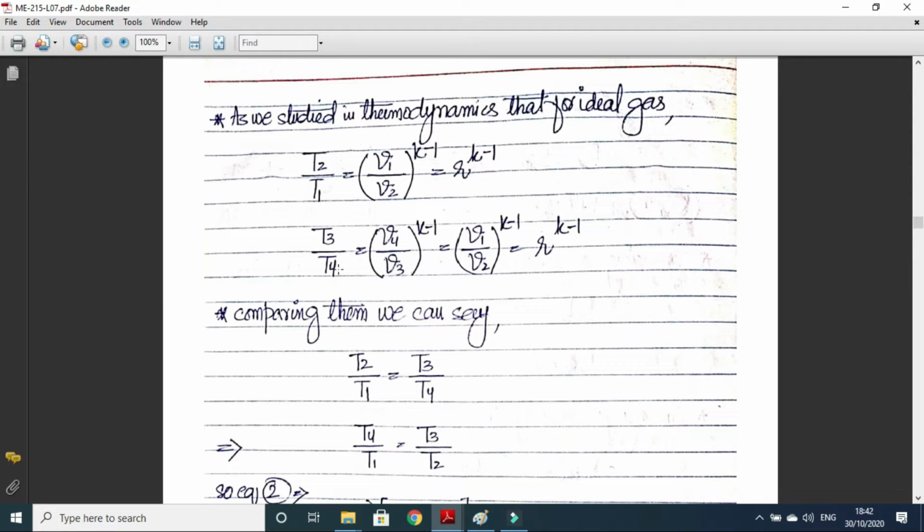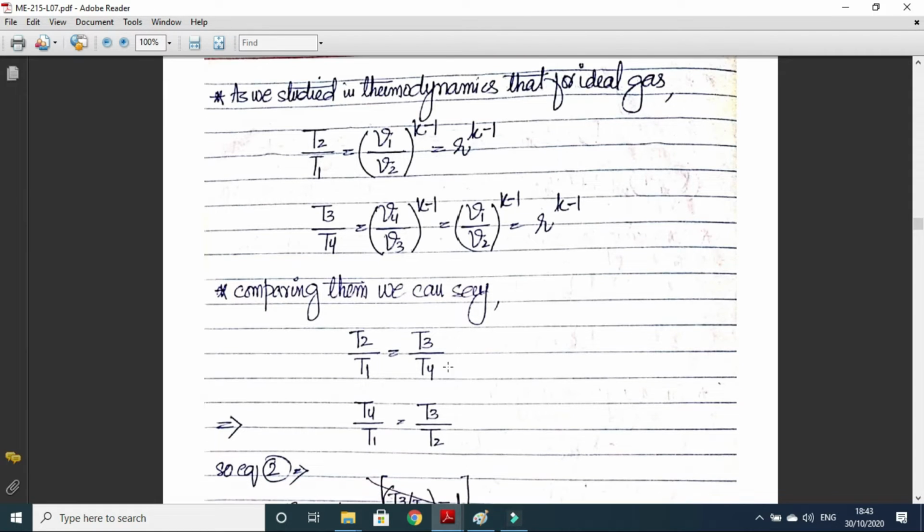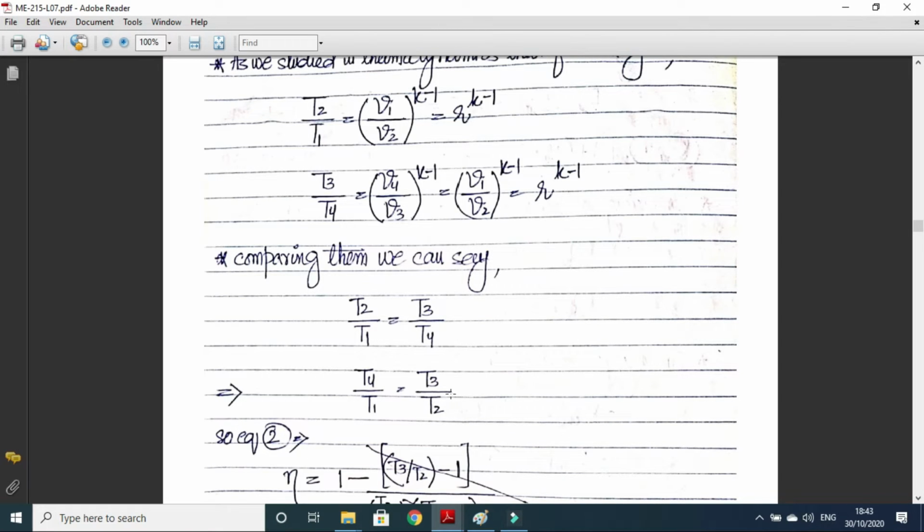Similarly, T3 upon T4 will be equal to V4 upon V3 to the power k minus 1. Since 4 to 1 is constant volume heat rejection, V4 will be equal to V1, and 3 to 2 is also a constant volume process, so V3 will be equal to V2, and V1 upon V2 is r. So we have right hand sides same, so we can compare the left hand sides. So T2 upon T1 will be equal to T3 upon T4. We can simplify this equation, do the arrangement, so it will become T4 upon T1 is equal to T3 upon T2.